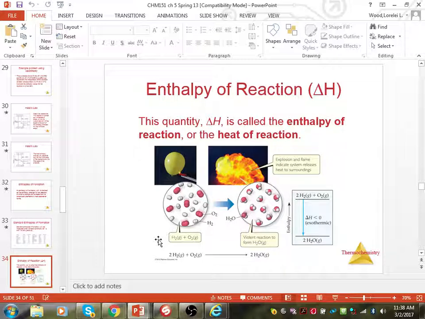Now we're going to talk about enthalpy of reaction and how you use Hess's law, right? Hess's law says that if you have the individual enthalpies of formation of the reactants and products, what's the overall way that we calculate the enthalpy of reaction? What's the formula? The sum of the enthalpies of the products minus the sum of the enthalpies of the reactants. Okay.